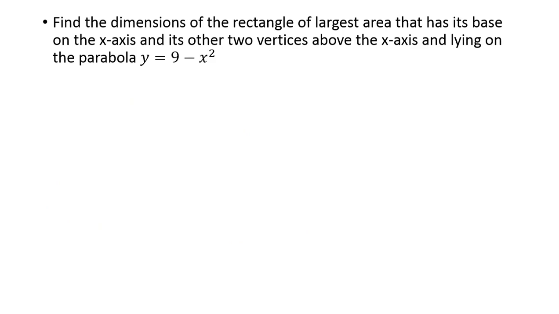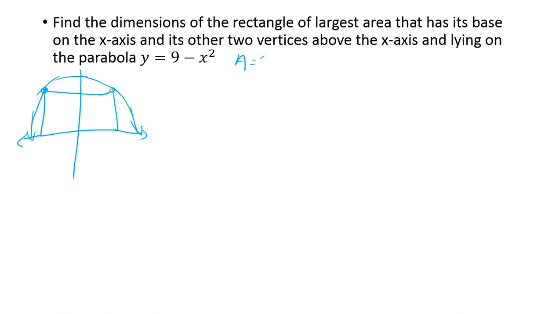All right, let's look at the next one. We've got a rectangle, and we want to find the dimensions that give the largest area possible. On a coordinate plane, one length is along the x, the other along the y, cut in the middle, and we have our parabola that we're constrained by. The vertices have to be along this parabola, y equals 9 minus x squared. And so what we have to do first is the area formula.